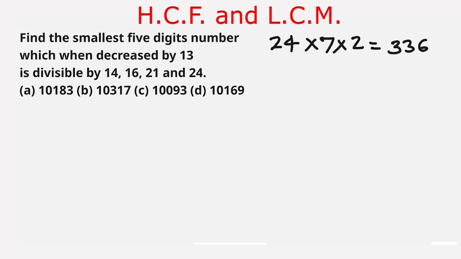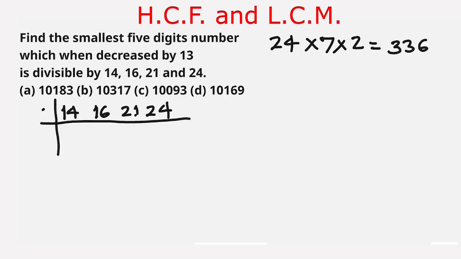We write all these numbers: 14, 16, 21 and 24. We divide these numbers by 2. 2 divides 14 for 7 times. 2 divides 16 for 8 times. We write 21 as it is. 2 divides 24 for 12 times. Still two numbers are divisible by 2. We write 7 as it is, as it's not divisible by 2. 2 divides 8 for 4 times. We write 21 as it is, as it's not divisible by 2.